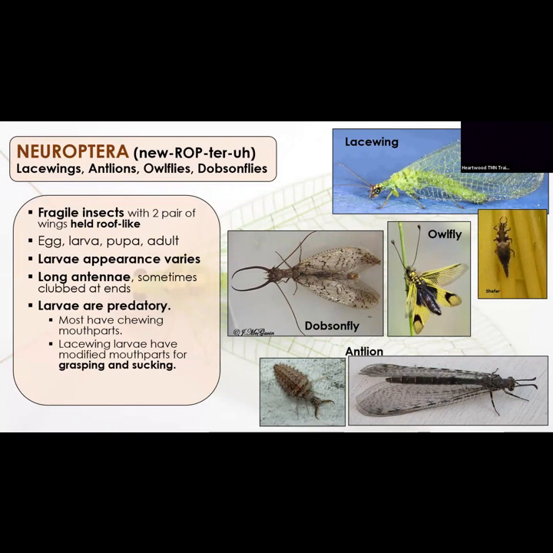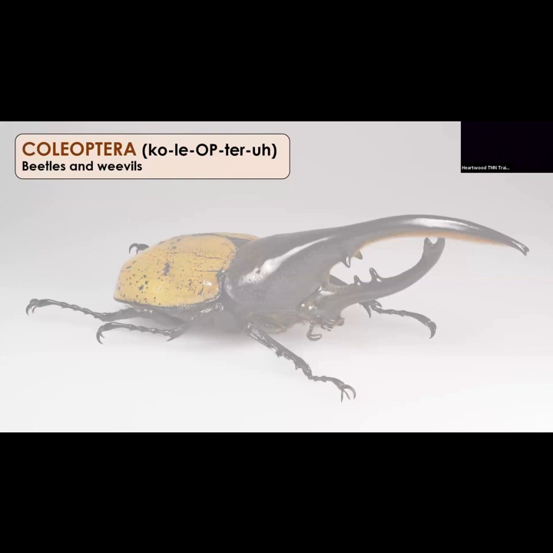And despite that Dobson fly looking really ugly, most neuropterans, like the adults, don't eat. They emerge for a week at most to lay eggs and die. So they don't eat. And lacewings, you'll see a lot of those coming to your lights at night. So the adults don't feed.